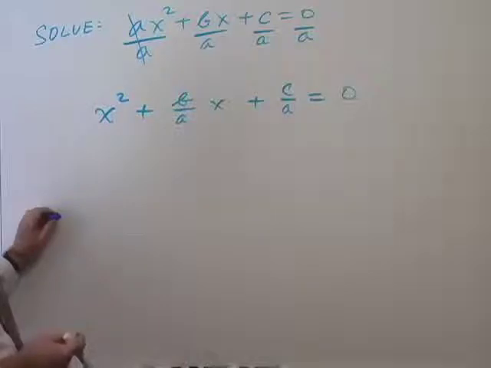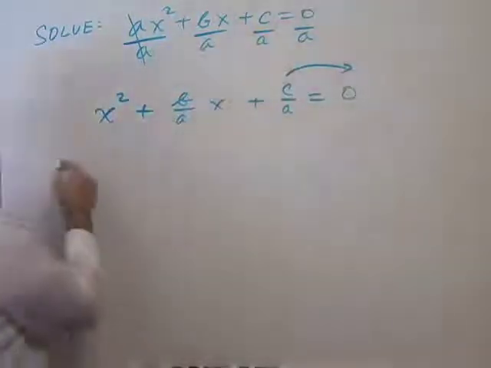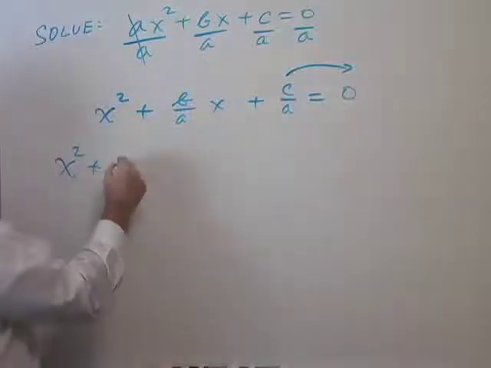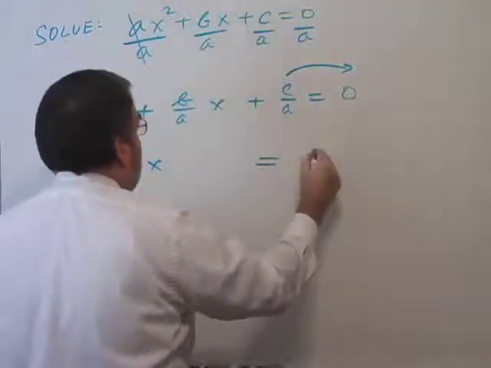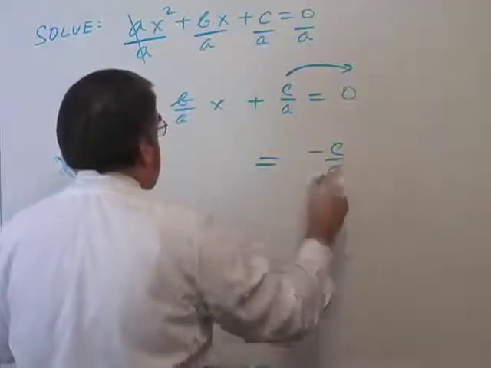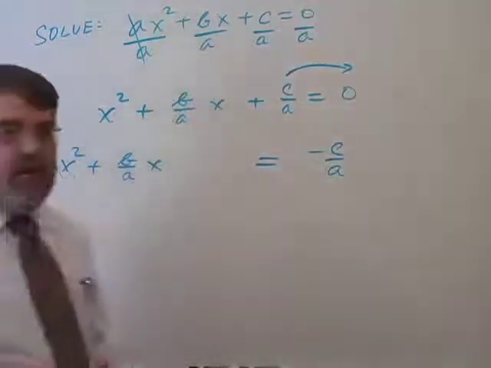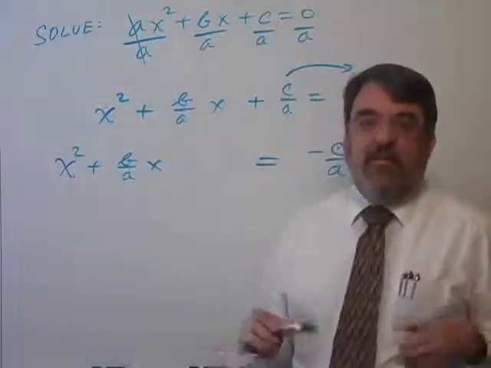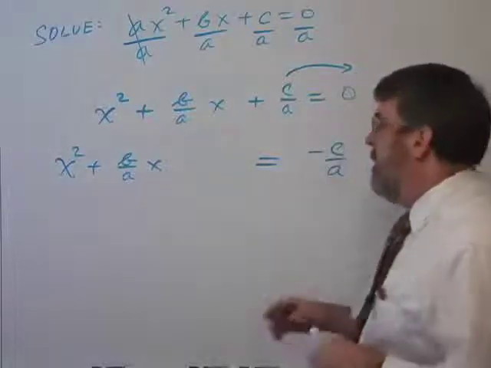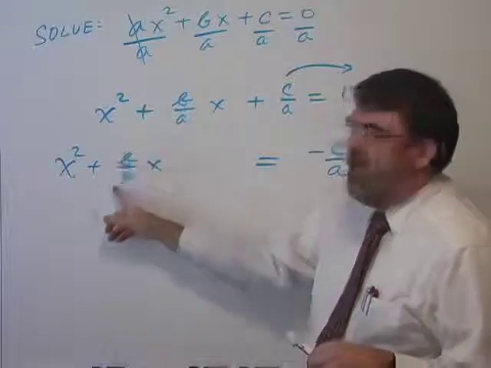All right, our next step in completing the square was to transfer this term to the right side. So I have x squared plus b over a times x, equals negative c over a. And now comes that unusual step in completing the square. And I must admit, it's not intuitive at all. It is kind of a strange step to take. But we're going to take half of the coefficient of x. In other words, we're going to take half of b over a.